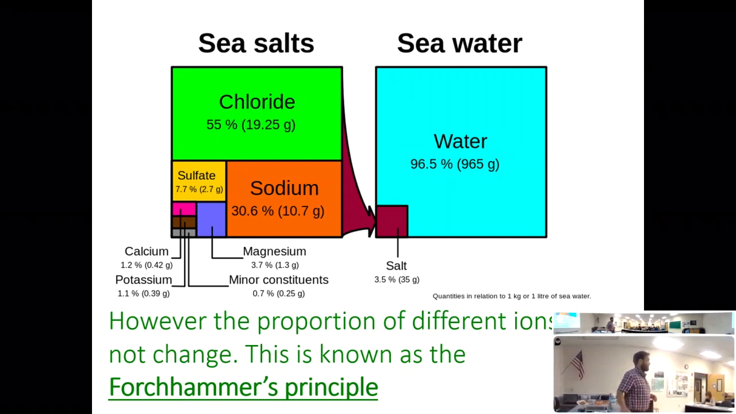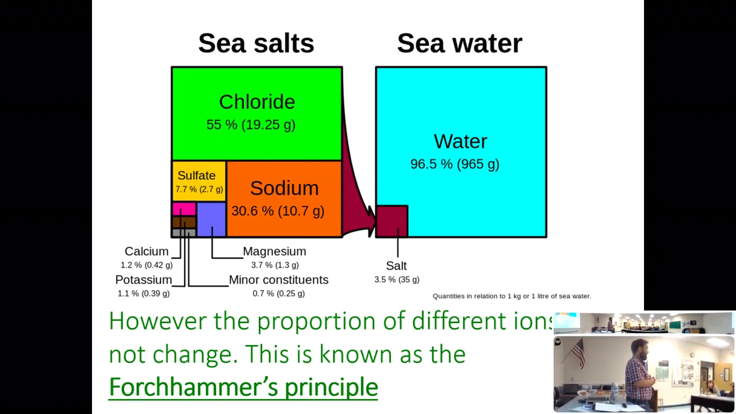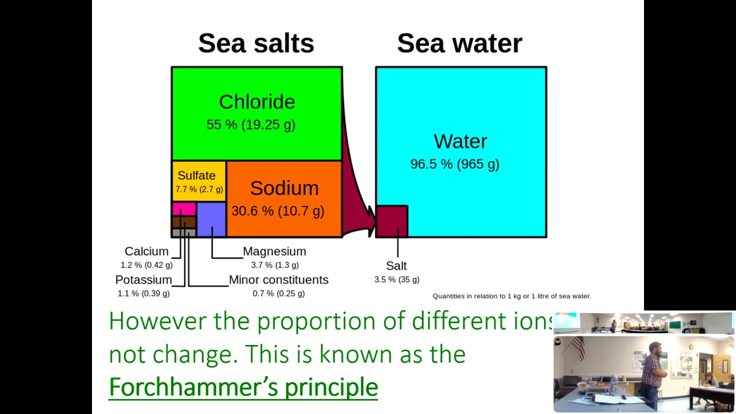So if I had a test question that says, and this would be a really tricky question, I don't think I would do this, but I could: How does the composition of sea salt in the Mediterranean compare to the composition of sea salt in the Arctic Ocean? What would you say? It's the same, right? It's the same. And that's Forchhammer's principle.